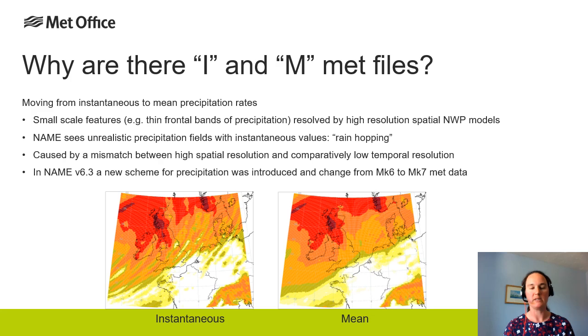So when we rolled out NAME 6.3 and moved from Mark 6 to Mark 7 global metadata, we introduced mean files so that we could get a much smoother precipitation field. At the bottom here, you can see the difference between that instantaneous field on the left and the mean field on the right. And I think it's quite clear. You can see the gaps between the rain showers in the left-hand picture.